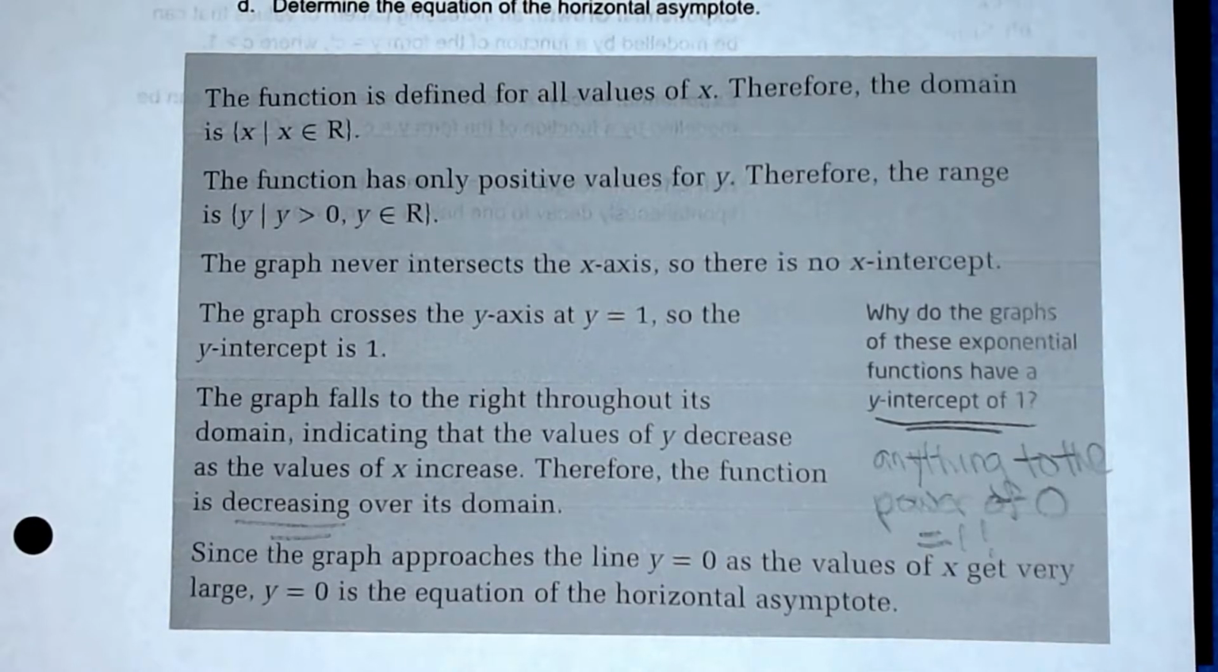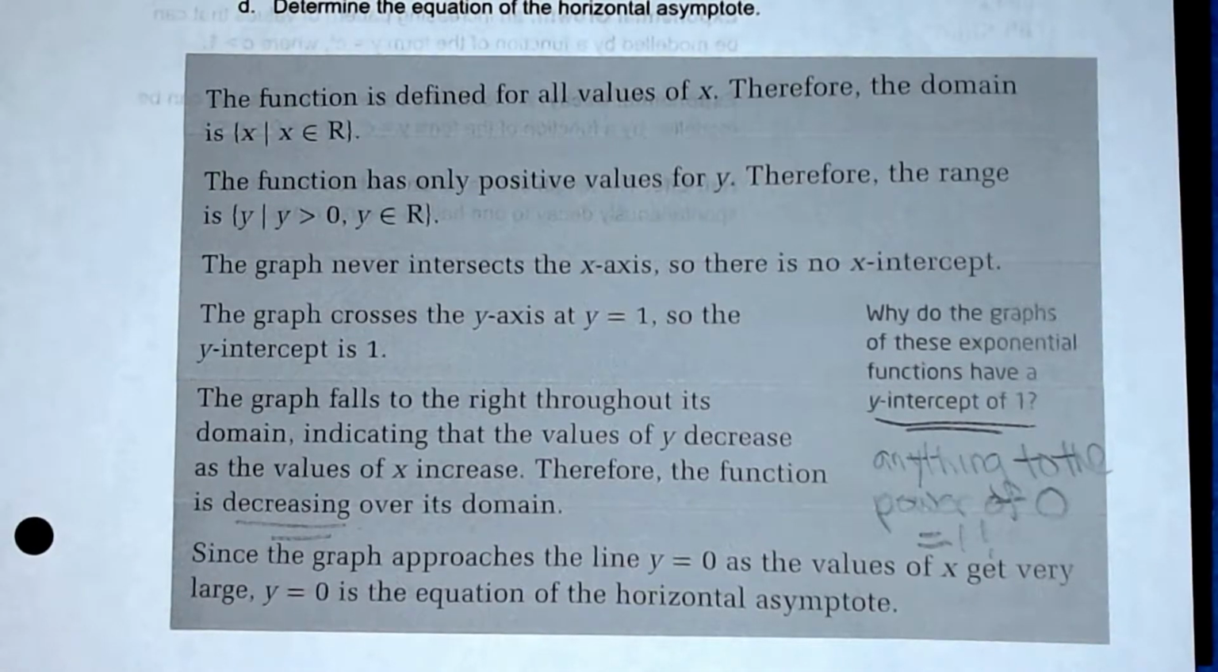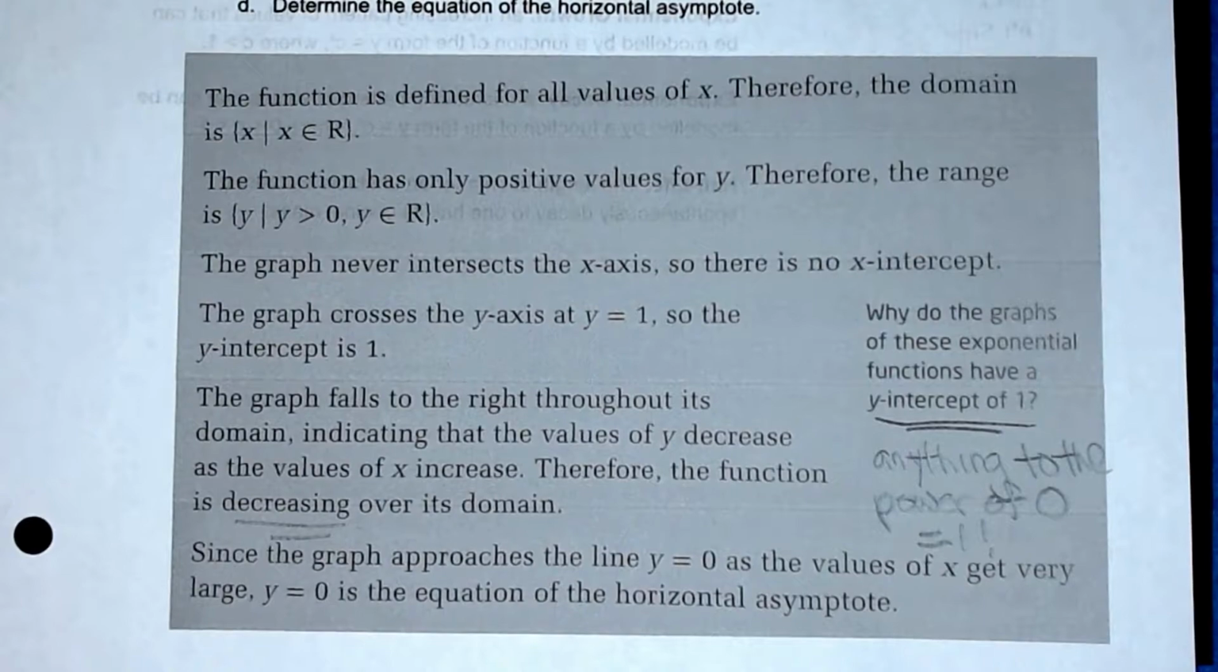I just put a little note there. We already talked about it, but the question is, why do the graphs of these exponential functions have a y-intercept of 1? It's because anything to the power of 0 equals 1. So those are the basic characteristics of these graphs, and you'll see this basic shape in all exponential graphs.